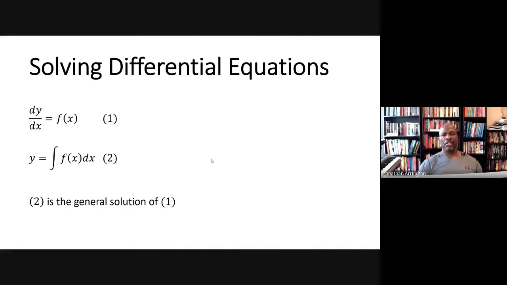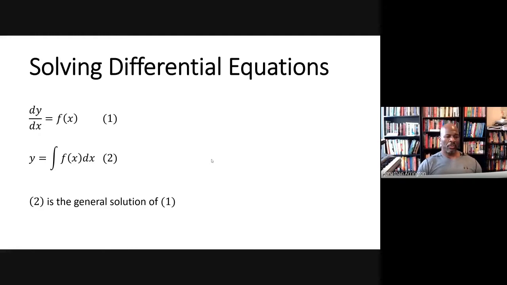So the first differential equation we're looking at, where it's a function of x, I'm going to call that 1. And its general solution, which I'm calling number 2, is just the integral of the function, the indefinite integral of the function.